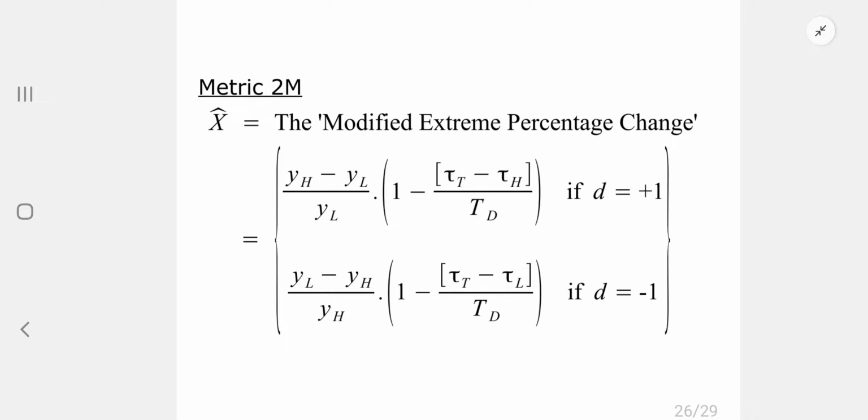Metric 2M, which equals X hat, which equals the modified extreme percentage change, which equals yH minus yL, all divided by yL times 1 minus tau T minus tau H, all divided by T D, if small d equals +1, and yL minus yH, all divided by yH times 1 minus tau T minus tau L, all divided by T D, if d equals -1.